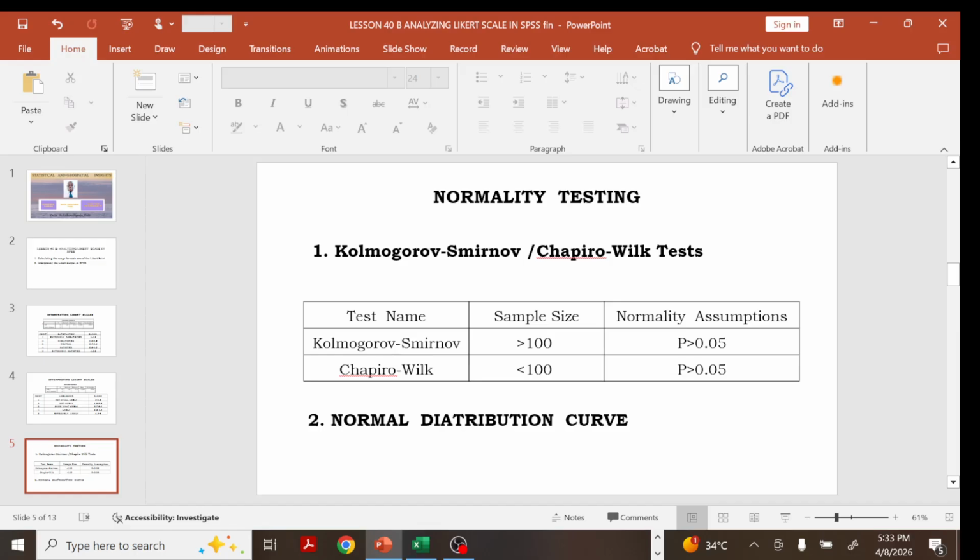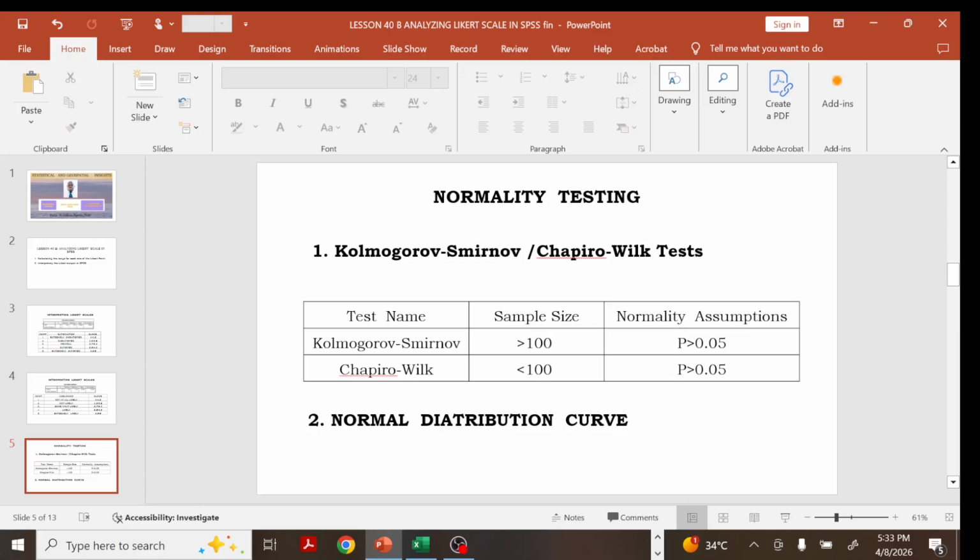For Kolmogorov, your sample size or your cases must be greater than 100. And for Shapiro-Wilk, you have samples which are less than 100. But the normality assumptions are the same for both. It means that your test should not be significant, so the significance level that we're going to calculate should be greater than 0.05. The next one is the normal distribution curve. These two will give us information as to whether to continue with the parametric test or not.